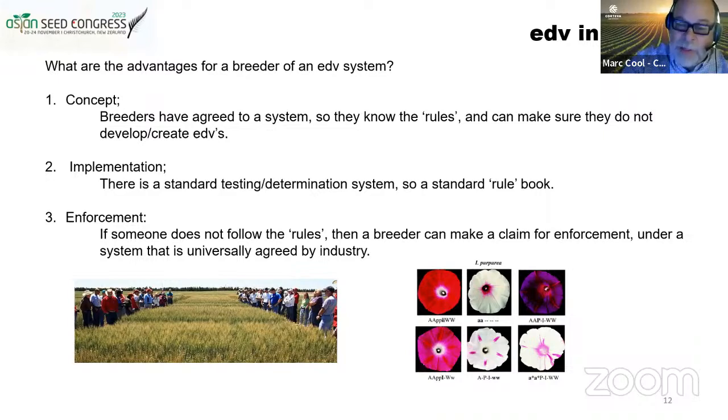The concept of EDV is at its core very simple. Don't take one variety, do something really little genetically that might make it look really different, but really isn't very different, and try to call that your own variety. That concept is, at its core, quite straightforward.